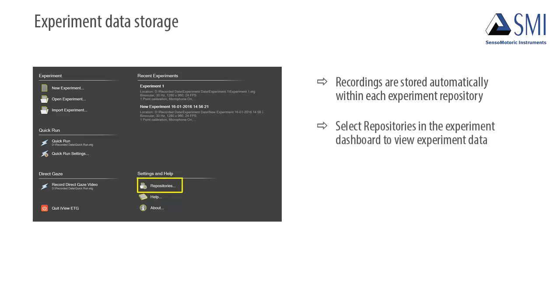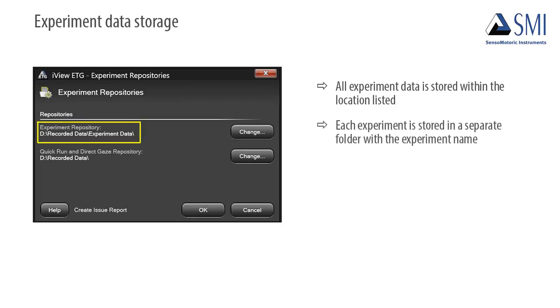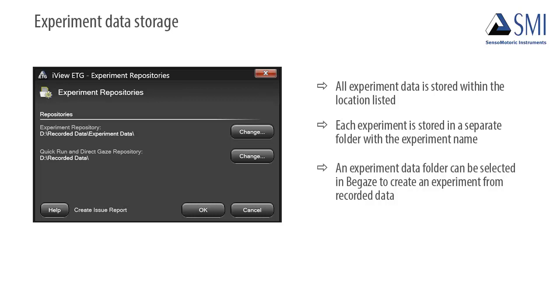Select repositories in the dashboard to view data from an experiment. Once an experiment has been recorded, experiment data is stored within the repository location listed. Data is stored within a separate folder that uses the experiment name. An experiment data folder can be selected to create that experiment within bGaze using recorded data.